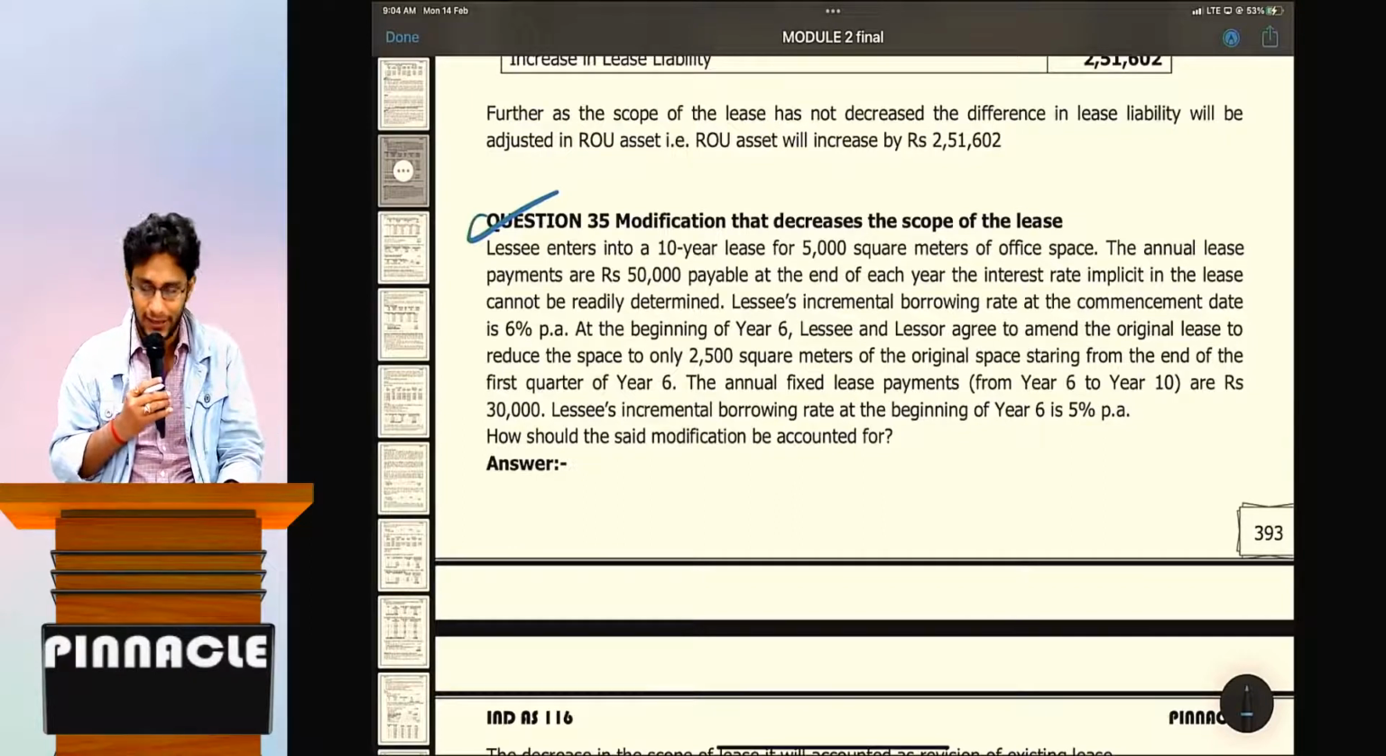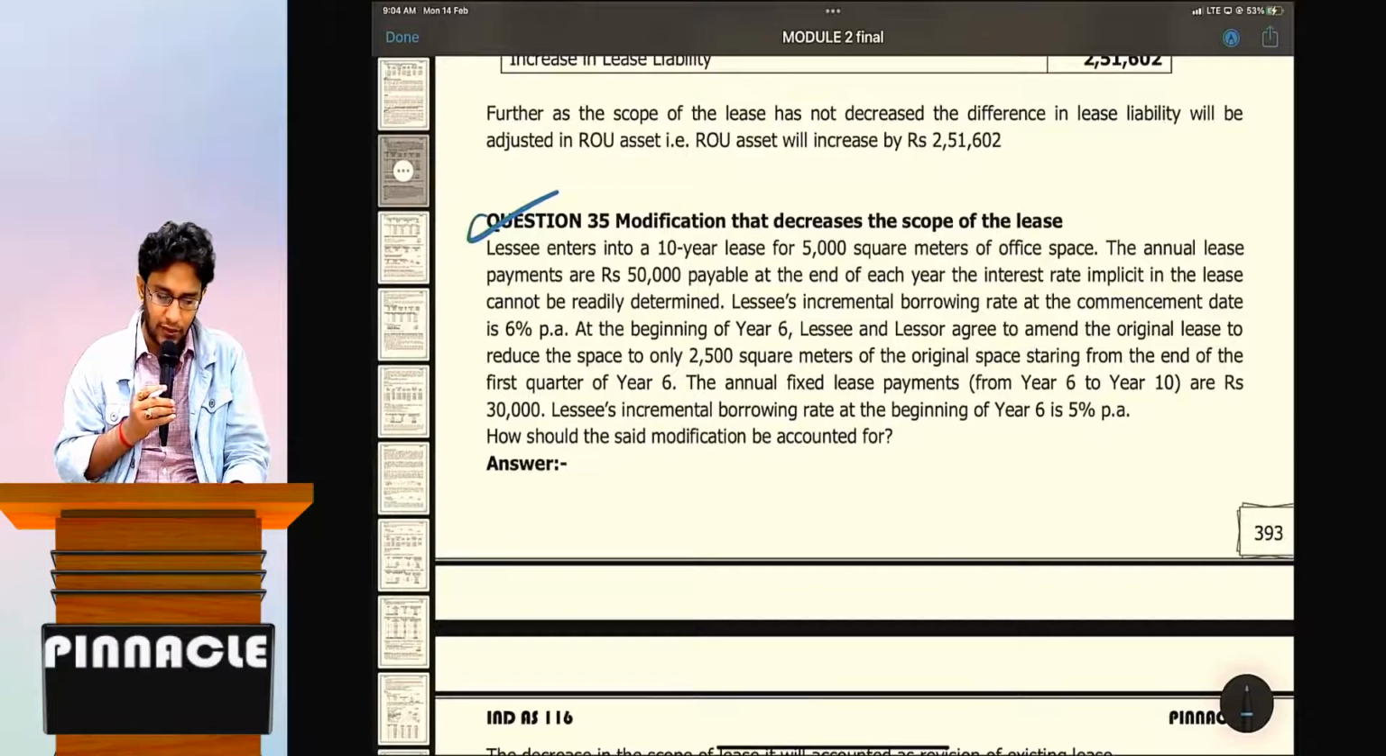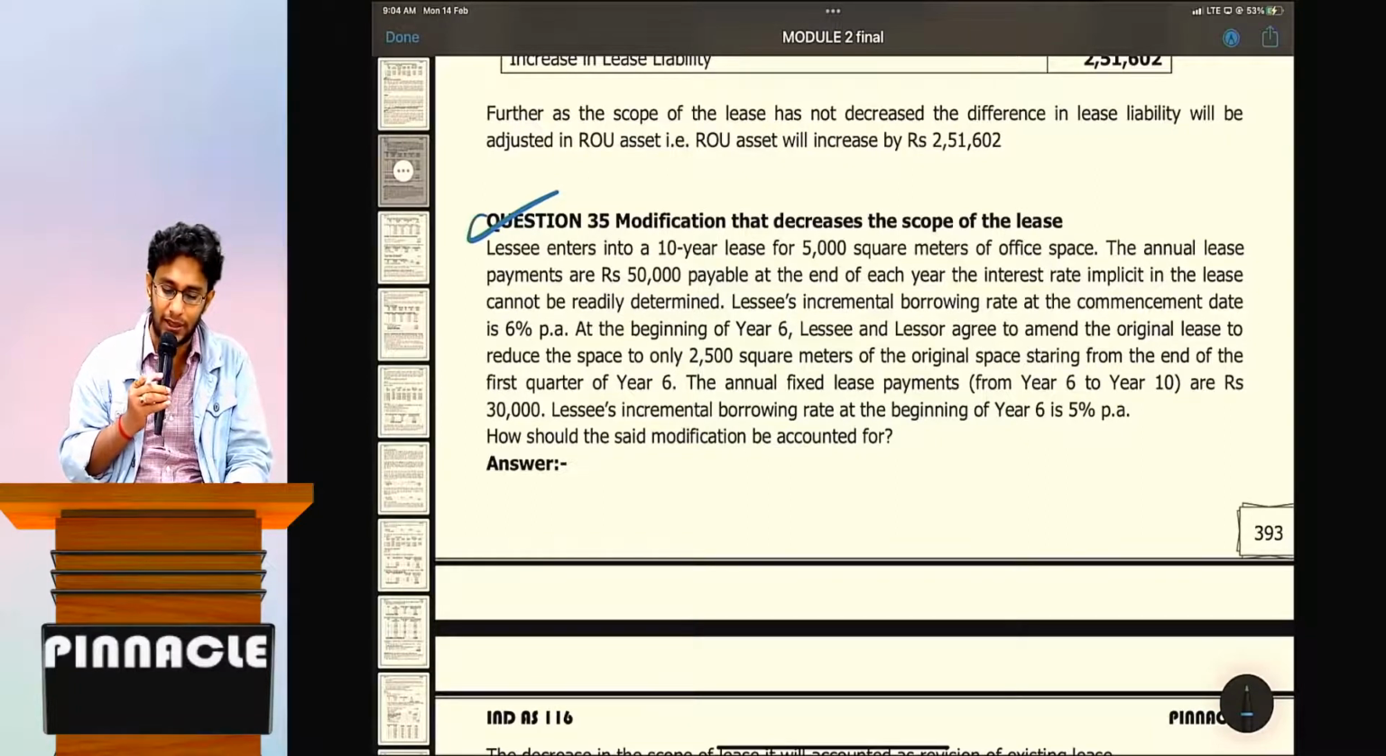Lessee enters into a 10-year lease for 5,000 square meters of office space. The annual lease payments are 50,000 payable at the end of each year. The interest rate implicit in the lease cannot be determined, so the IBR he is using is 6%. Fine. At the beginning of year 6, 5 years is over.